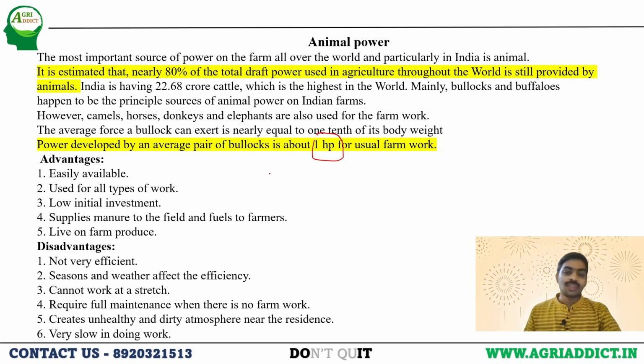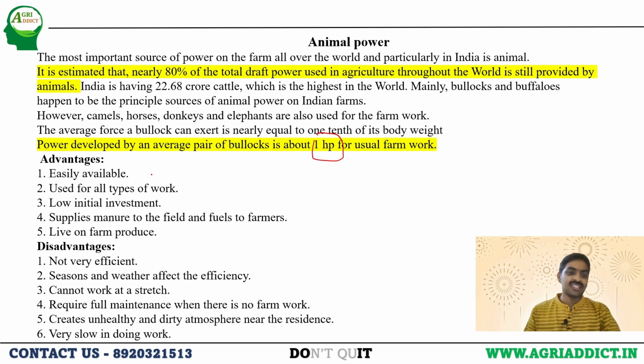It is estimated that nearly 80% of the total draft power used in agriculture throughout the world is still being produced by animals. This indicates how important animal power is for agriculture. India has a 22.68 crore cattle population. With this, it has the highest animal power in the world.